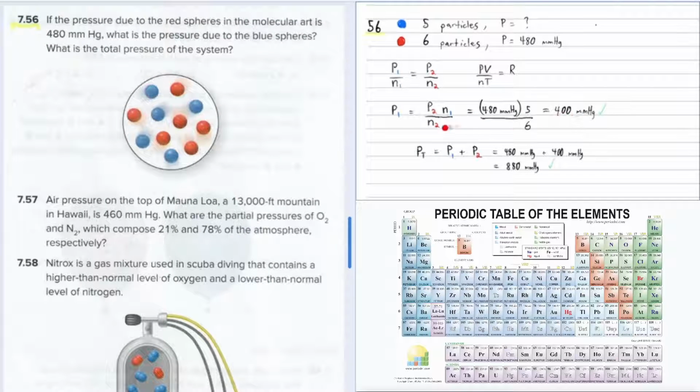Now the total pressure we can get using Dalton's law of partial pressures. The total pressure is simply the sum of the 2 pressures from the blue and the red gases. You got 480 plus the 400. I think the 480 goes with the P2, the red gas, and the 400 goes with the P1, and so that adds up to 880 millimeters of mercury.